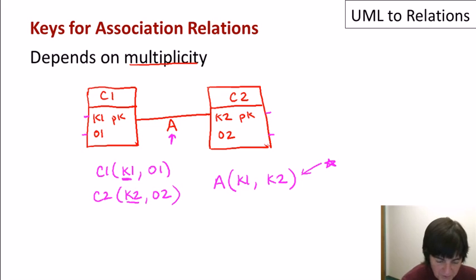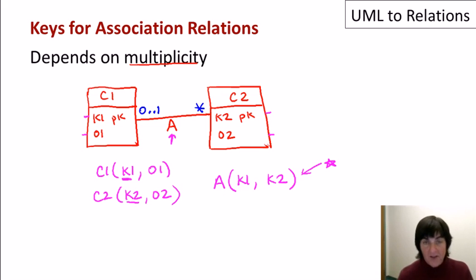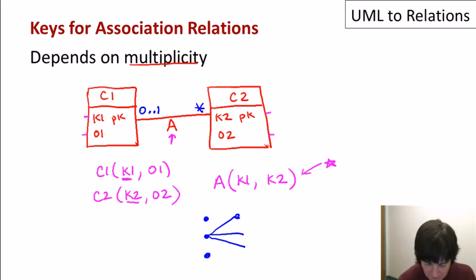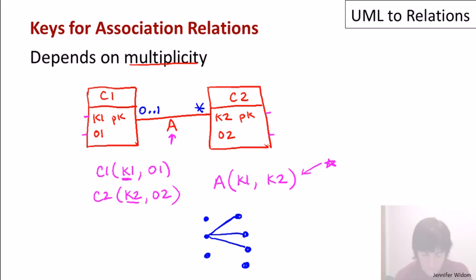Let's suppose that our multiplicity is 0..1 on the left-hand side and a star on the right-hand side. And let's look at what that represents in terms of the type of relationship we're capturing. So what this is saying here is that if we have objects of C1 on the left-hand side, each one can be related to many objects of C2 on the right-hand side, but each object of C2 can only be related to at most one object of C1, and some of them might not be related to any. So remember now, it's these edges that are being captured by the tuples in our relation for the association.